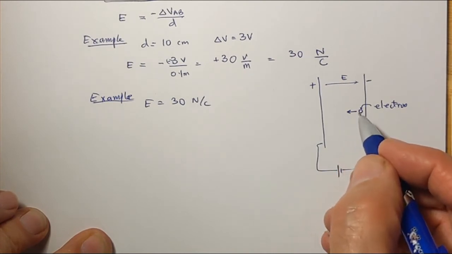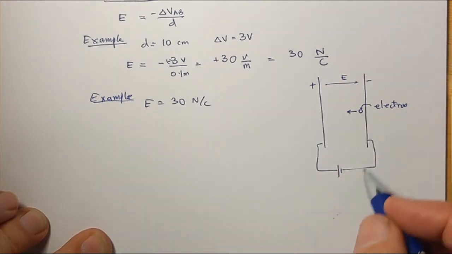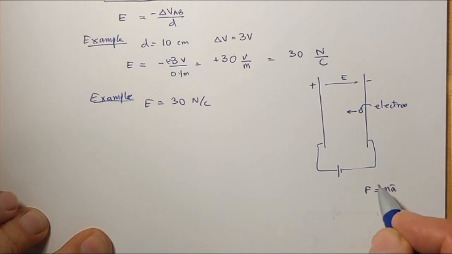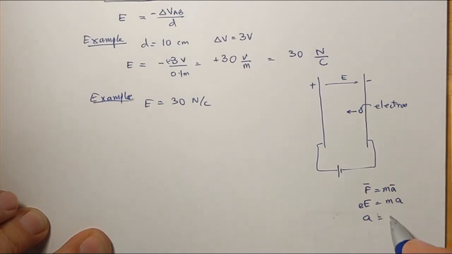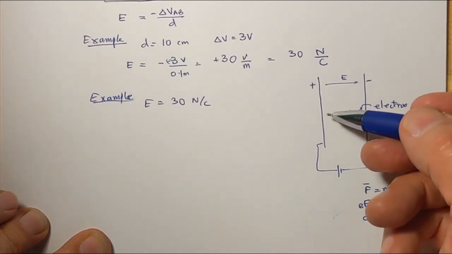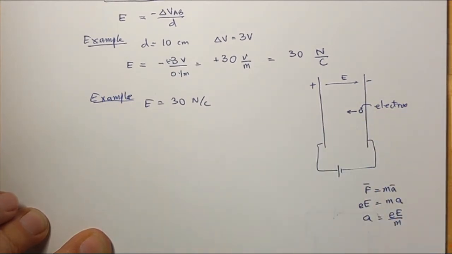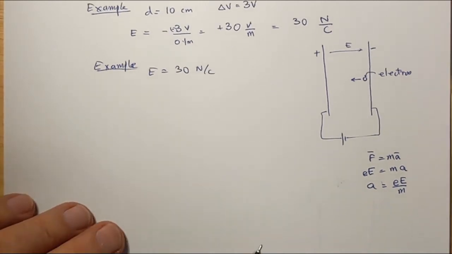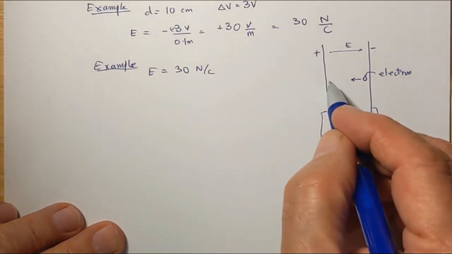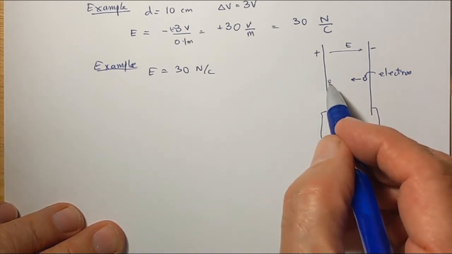When you have a force, you have an acceleration, F equals ma. So the force is going to be the charge of the electron times the electric field. This will be the mass of the electron times a. So the electron will have an acceleration equal to eE over m. And as it accelerates and reaches here, we can find the velocity over here, and we can find the kinetic energy over here. So let's do that. Let's find the kinetic energy of the electron as it reaches the other plate. So what is the kinetic energy over here?